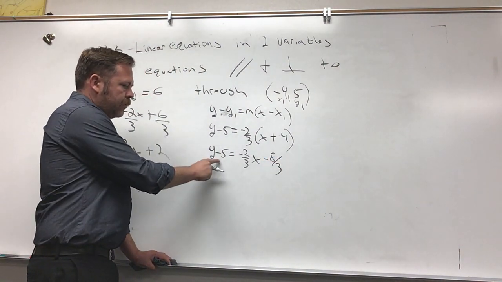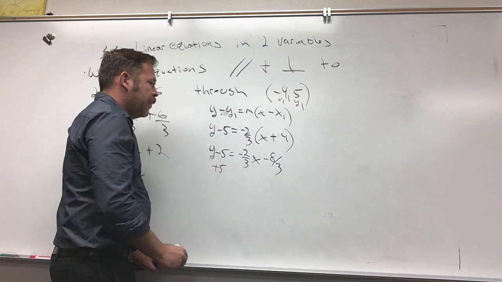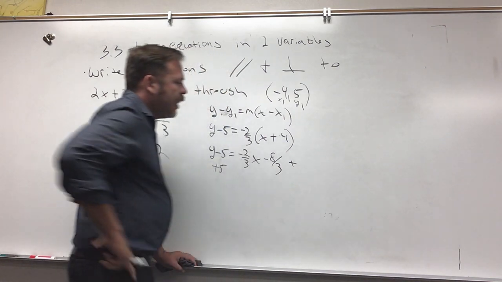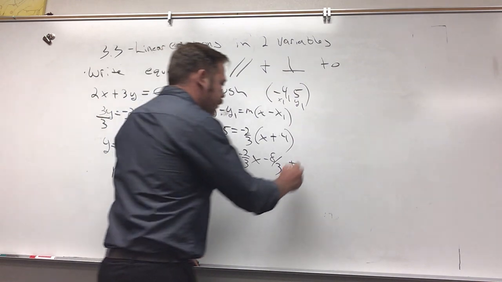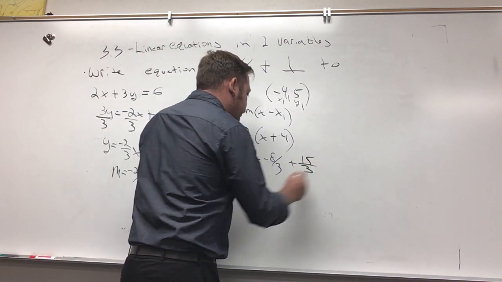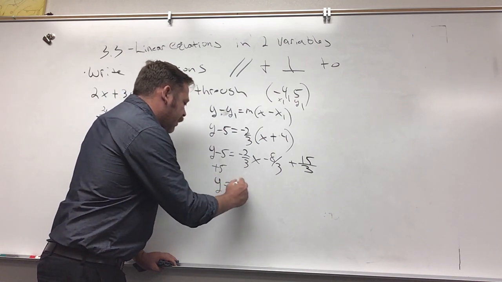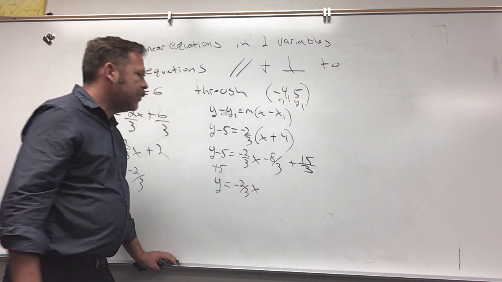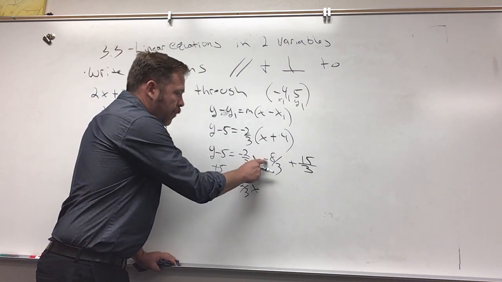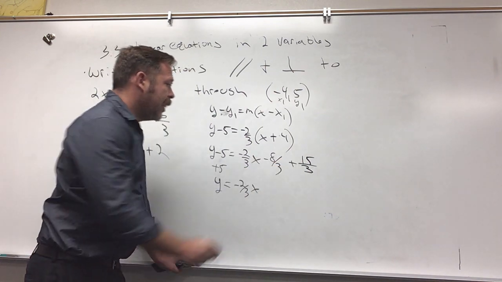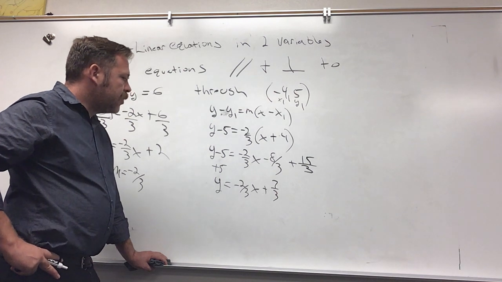Then, to get y by itself, to get it in slope-intercept form, I'm going to add 5, but I want to add 5 in the form of thirds. How many thirds would that be? How about 15? 15 over 3 is the same as 5. So now I get y equals negative 2/3 x, and then negative 8 over 3 plus 15 over 3 is plus 7 over 3. So that's great. That's in slope-intercept form.